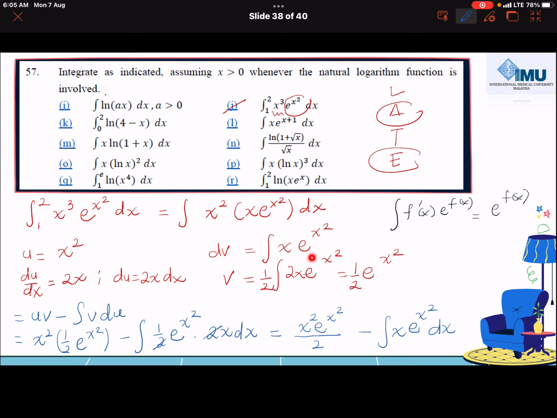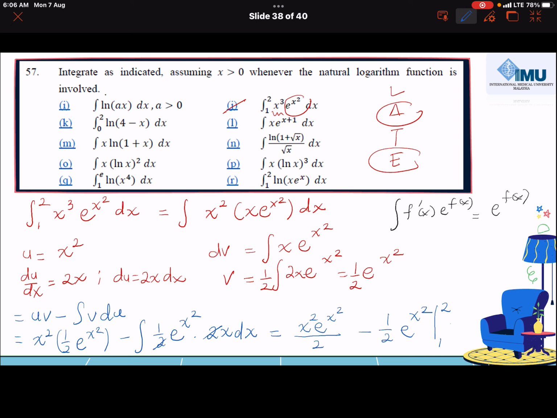Here in the previous dv, you already integrated x e to the x squared. Hence, you already obtained the solution for that integration. You can just replace the integration of x e to the x squared to become 1 over 2 e to the x squared. Let me erase and replace our solution accordingly, which is 1 over 2 e to the x squared. Since this is the final integral, you will replace the limit from 1 to 2.